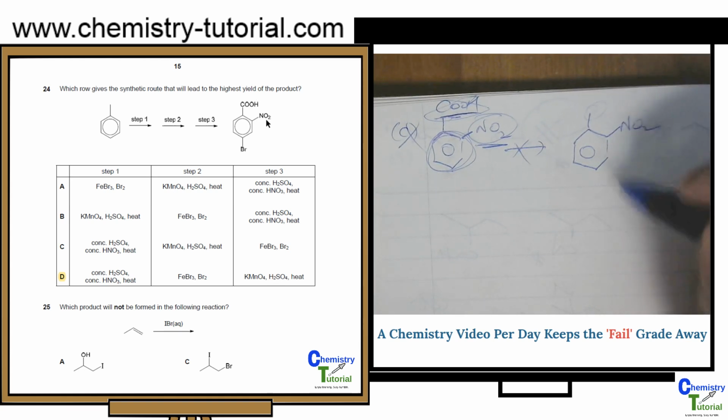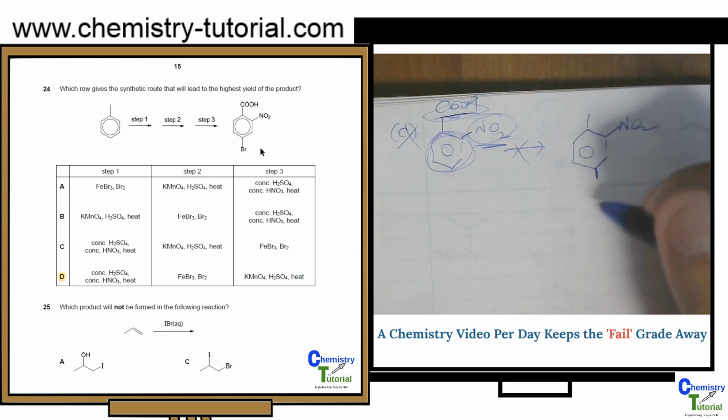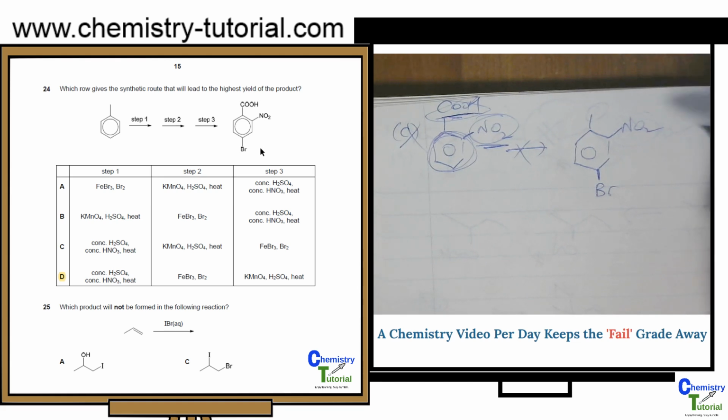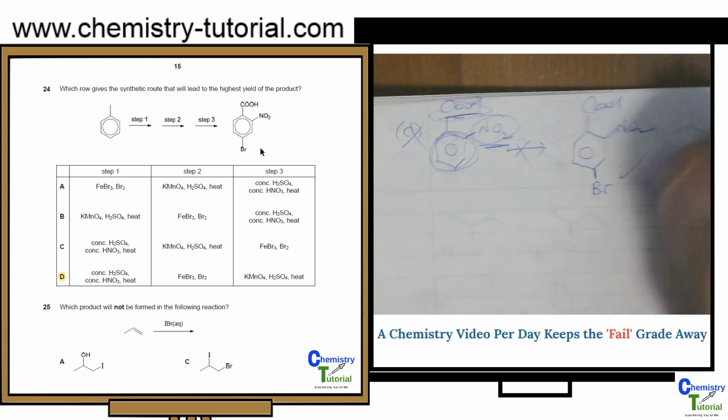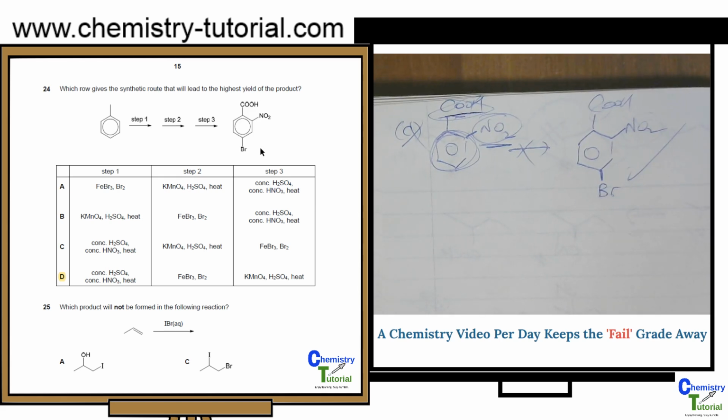So if you add your Br, I'm going to add this position because I want to match that of the product. So I have a Br over here. Lastly, you perform oxidation of the methyl group, you get this. Is this the product we get that we want? Yes, it is. So option D is your correct answer.